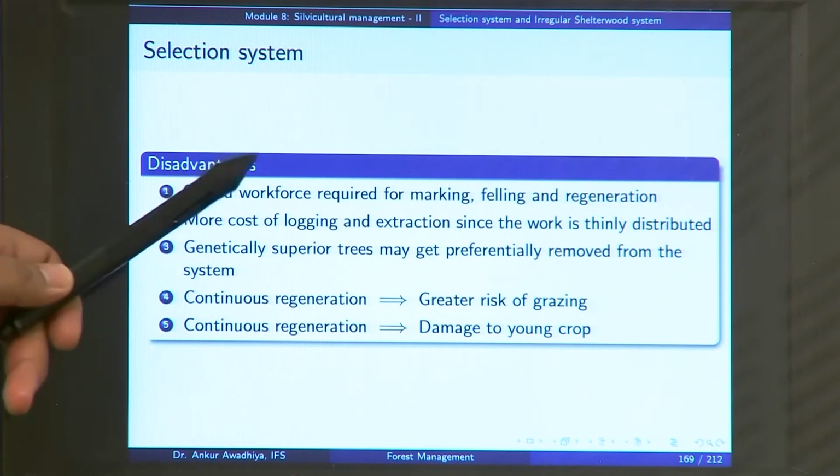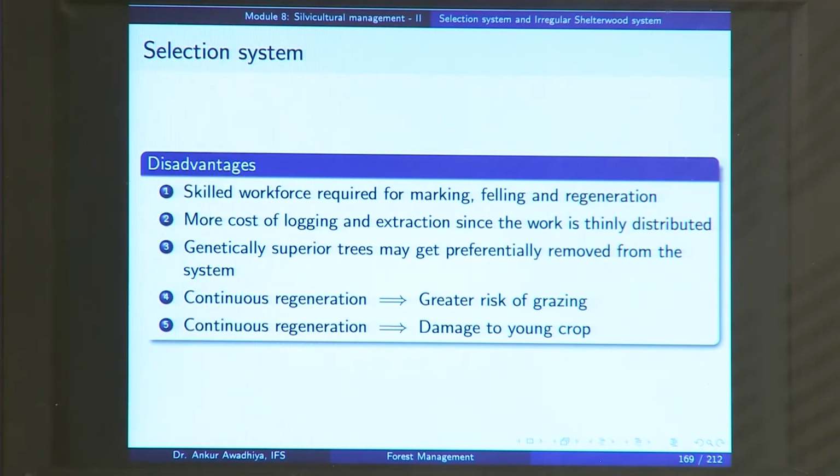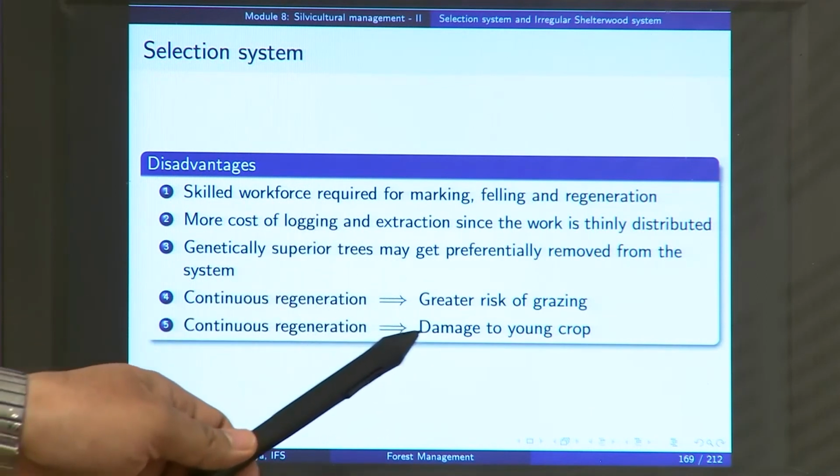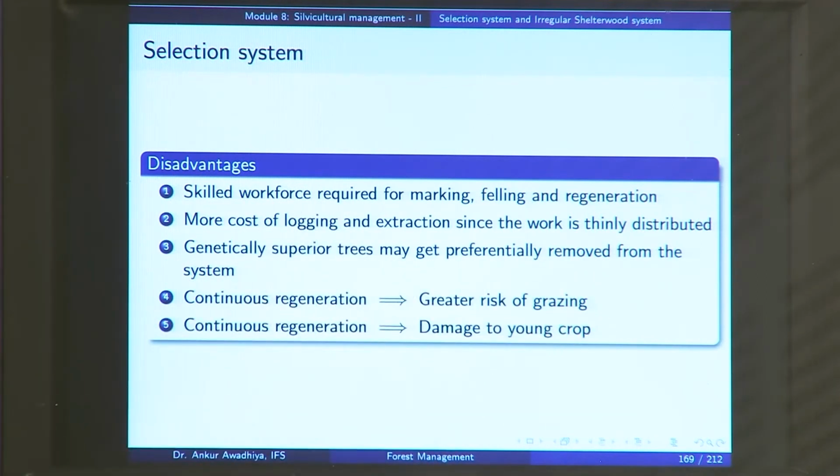At the same time, because you are doing the felling operations in different areas where you are having the young crops, there is a greater chance of damage to the young crop. When you fell a log, when you drag a log, when you take machines inside, there is a greater chance that your regeneration gets adversely affected.